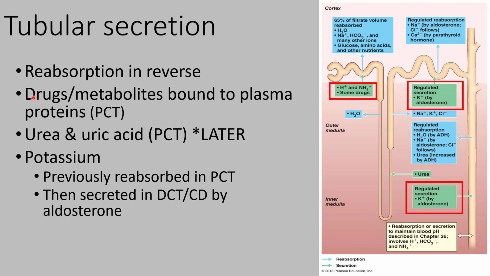So certain drugs, certain metabolites that are bound to plasma proteins, those get secreted in the proximal convoluted tubule. Urea and uric acid in the proximal convoluted tubule. We'll talk about that a little later in our next lecture also. Potassium. Potassium was previously reabsorbed in the PCT, but then it is secreted in the distal convoluted tubule and the collecting duct by aldosterone.